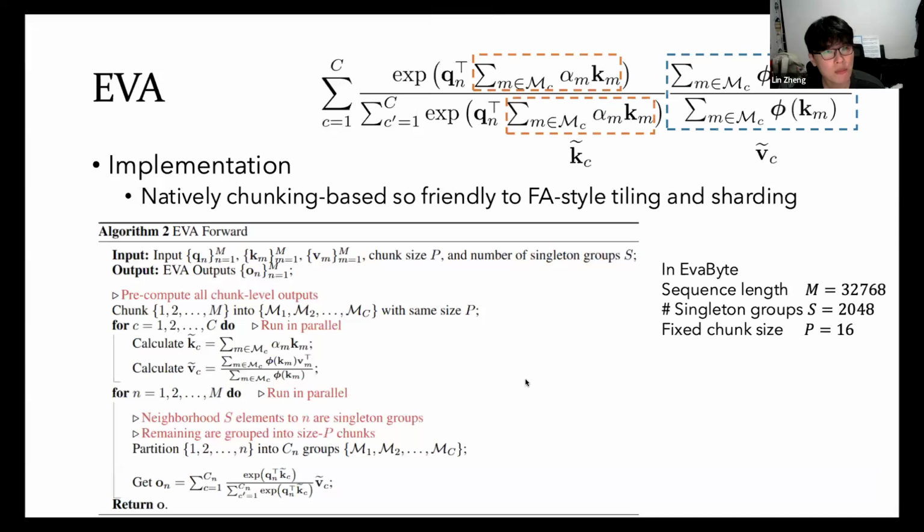Let's get back. So with this in mind, we can just implement the model in a very simple and straightforward manner. Because it's a chunk-based model, it works like a cross attention mechanism between every query vector and every chunked key and value summary. So you can basically implement it in flash attention style. You can just do the tiling and streaming over the entire sequence in the usual way flash attention does.